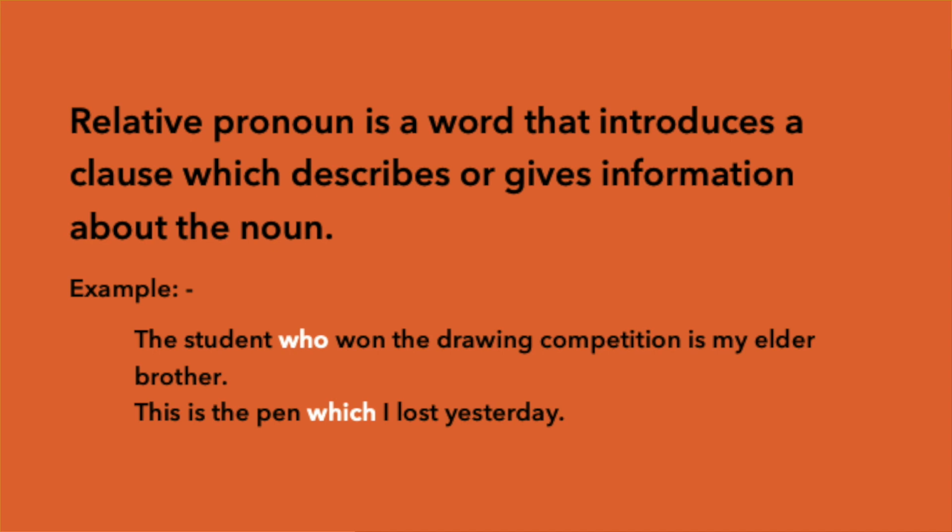For example, this is the pen which I lost yesterday. Here in the sentence, the relative pronoun joins two clauses. What are the two clauses? This is the pen and I lost yesterday. Here, the relative pronoun which joins this is the pen and I lost yesterday. It becomes this is the pen which I lost yesterday.